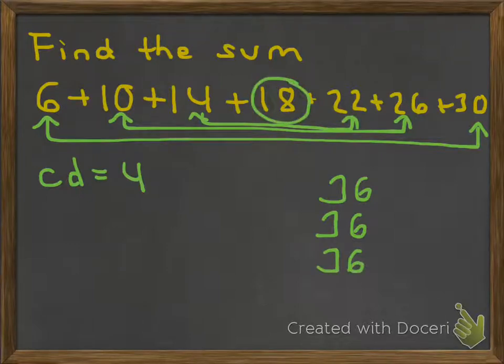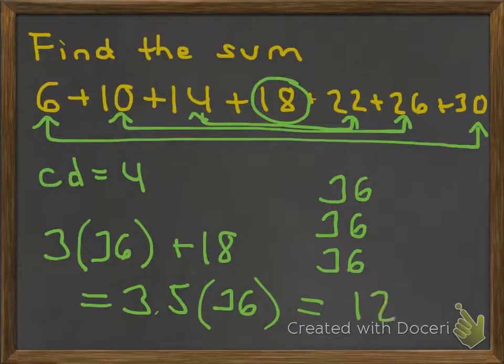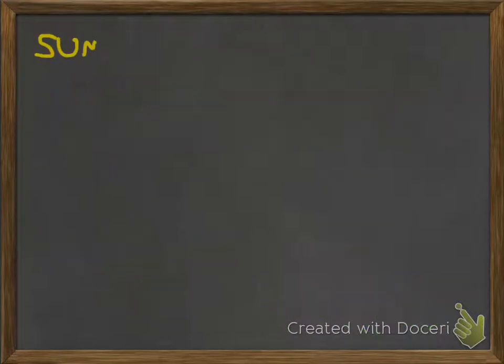But I get a whole bunch of 36s, and the question is, how many 36s do I have? Well, I end up with 3 36s, plus I have this extra 18 left over. Or another way to think of it is, I have 3.5 36s, because keep in mind that 18 is half of 36. So I can do 3.5 times 36, and I get 126. So this series adds up to 126. So we're going to use this idea of pairing them up and finding out how many pairs we have in order to find the sum of a series.